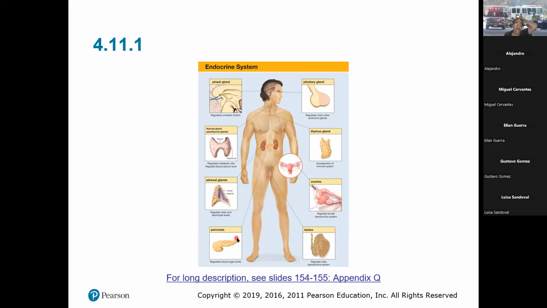The pancreas itself, it's an organ of digestion, and it also helps insulin production because it releases insulin to the body and glucagon to the body. It also releases growth hormone. And the testes release male reproductive system hormones.